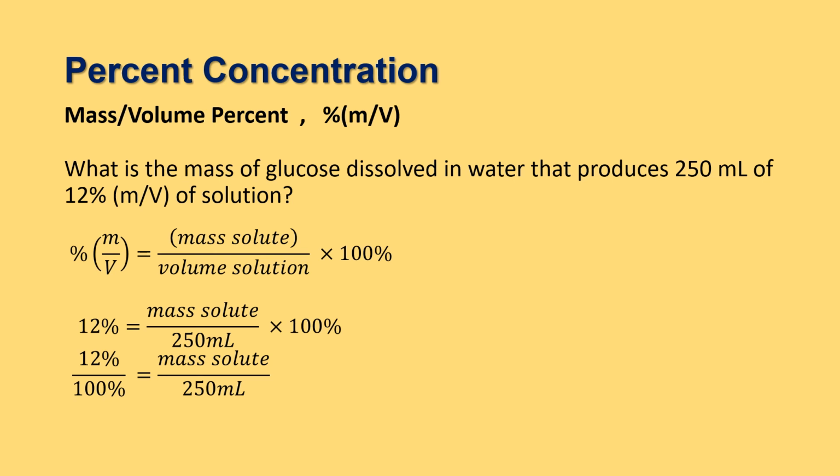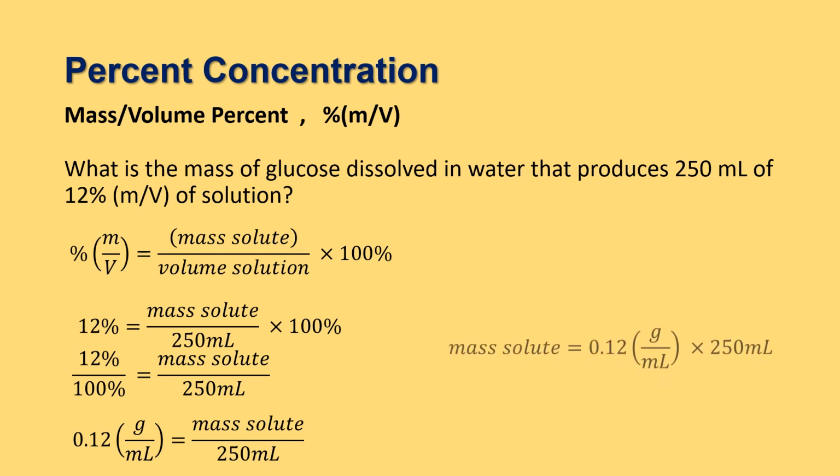So the percentage sign will be cancelled, and then we will be left with 0.12 equals mass of solute over 250 ml. Since this is percentage of mass over volume, for 0.12 we can use for the meantime the unit gram per ml. So we will be able to determine the unit of our unknown later as we proceed with our solution.